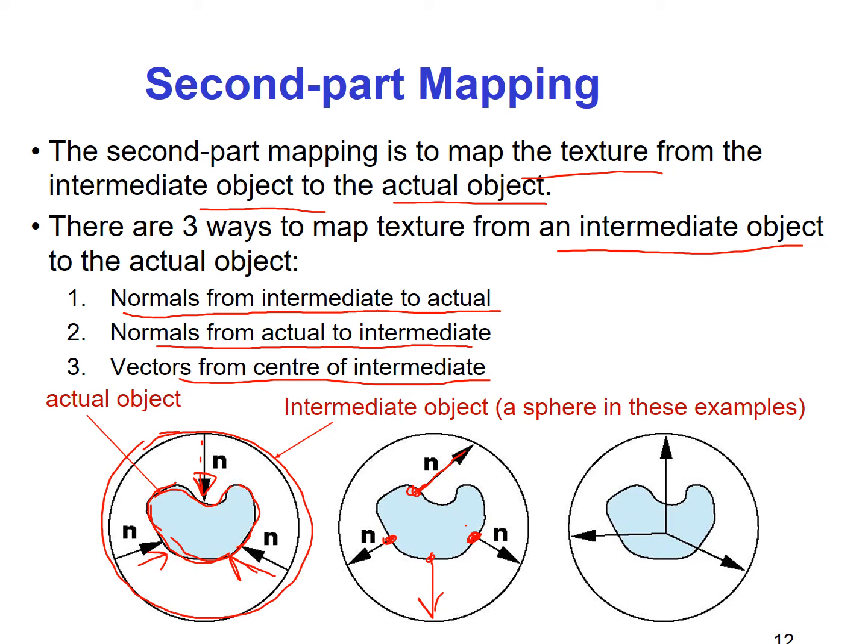The third method is drawing vectors from the center of the intermediate object. This is the center of the cylinder, and going all the way radially outwards. Now we cross this point on the 3D object and we then hit this point on the intermediate object. So hence the texture of this point will be assigned to this point on the actual object, and a texture from here would be assigned to this point. Texture from here would be assigned to this point.